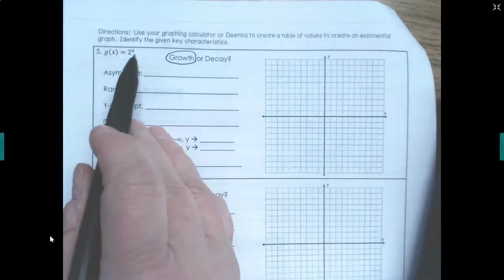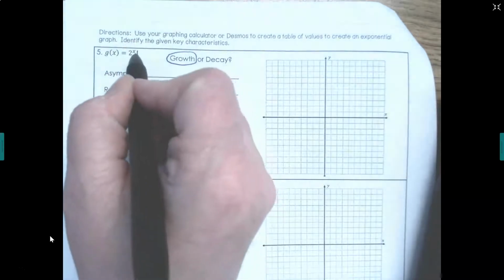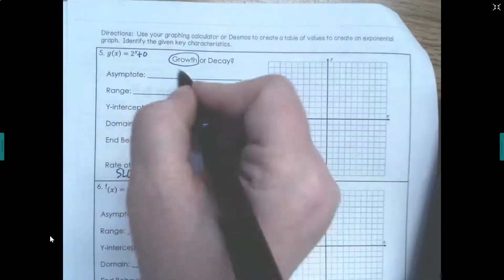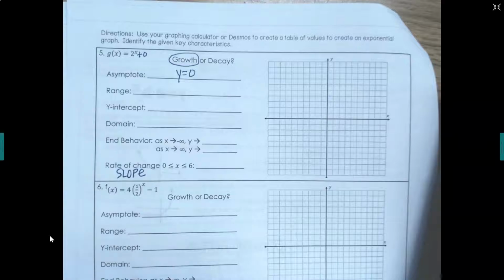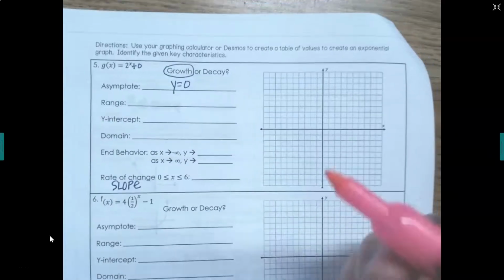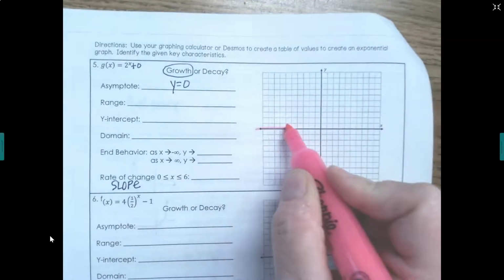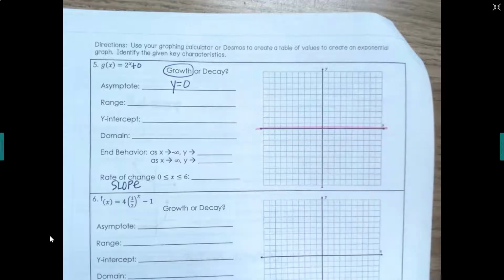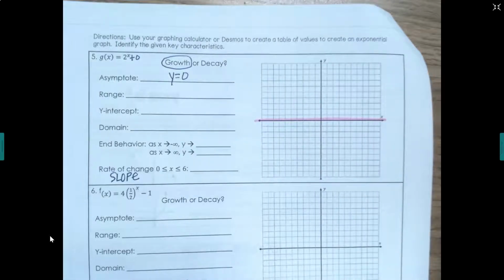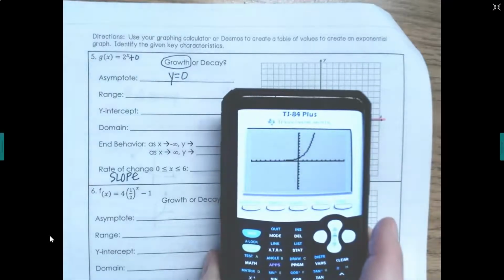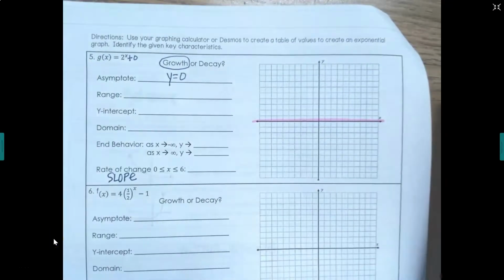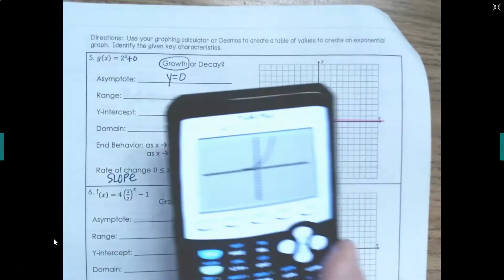So there is no number at the end. That's, remember, the same as saying plus 0. So our asymptote is at y equals 0. I want to take my highlighter and run it across the x-axis, because that's where y equals 0. That line is y equals 0. So we know our graph is going to be really close to that, but it's not going to cross it or touch it. Okay?